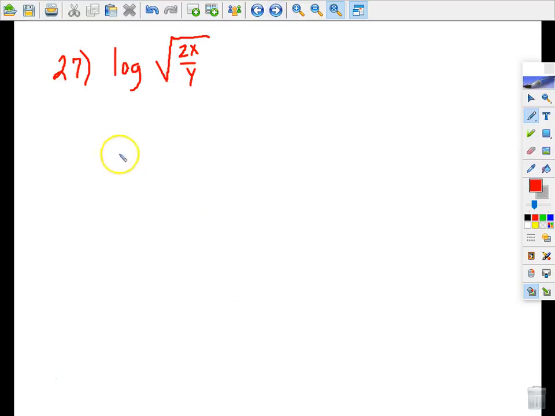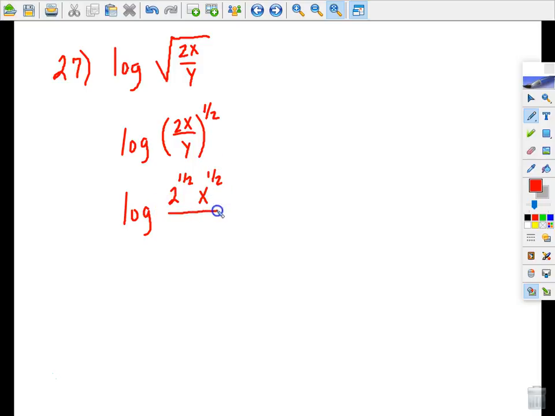All right, here's number 27, and once again I have a radical, so I'm just going to show this, first of all, instead of everything under a square root, as everything being raised to the 1/2 power. Okay. Now, here's what it looks like without parentheses. Everything being raised to the 1/2. 2 to the 1/2, x to the 1/2 over y to the 1/2.